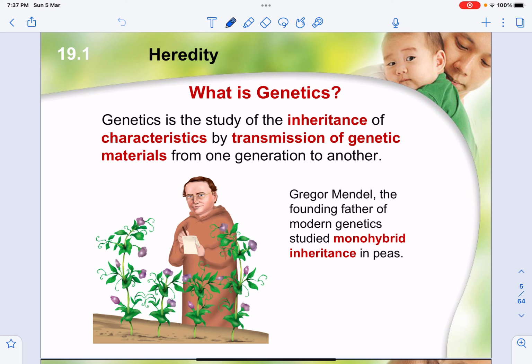So genetics is the study of the inheritance of the characteristics by the transmission of genetic material from one generation to another. So for Mendel, what he does is he would maybe take the pollen from plant A, and then put it to another plant. So it allows cross pollination, and from there actually observe what are the characteristics being passed down to the offspring. Sometimes he might also have done the pollination within the same plant, so that's self pollination. And from there study what's the characteristics of their offspring.